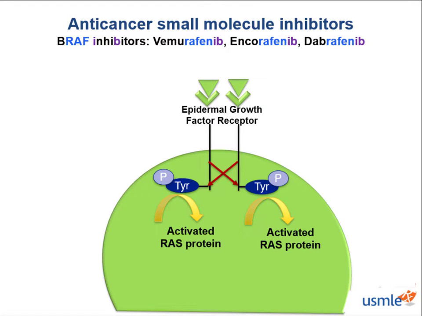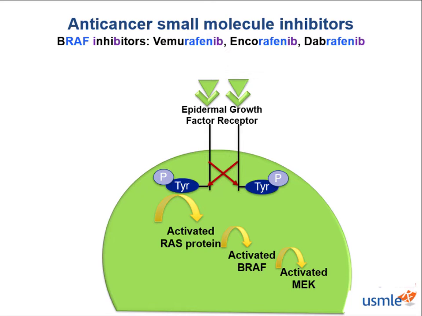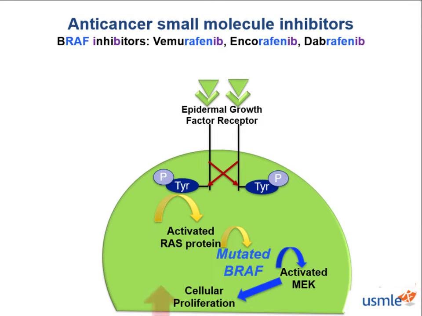Let's just follow one RAS protein and its signaling pathway. RAS then activates BRAF, which then activates MEK. All of this activation eventually leads to cellular proliferation. This process can get out of control, and excessive cellular proliferation can occur if BRAF becomes mutated. See, if BRAF is mutated and becomes overactive, it no longer depends on EGFR signaling to become activated. That is, it is ligand independent. Moreover, as you can see, this leads to MEK overactivation and subsequently excessive cellular proliferation and ultimately cancer.